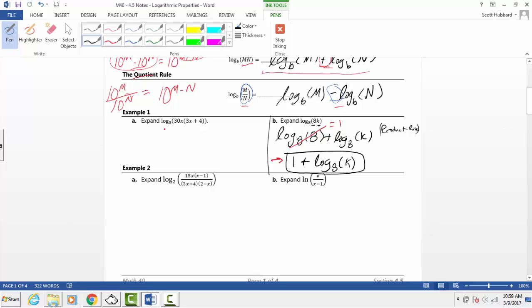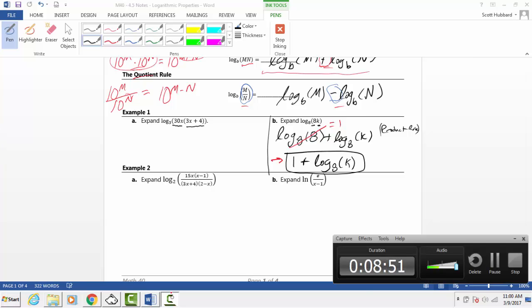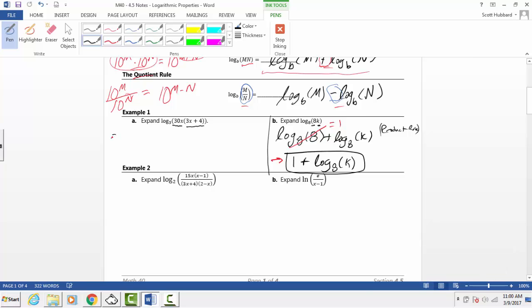Okay, let's try this one. This one's a little more complicated, but because I have 3 things, I have 2 things going on. But again, this is like my first thing. This is like my second thing. It's definitely a product rule, so this is going to equal log base 3 of the first number, 30x, plus log base 3 of the second number, 3x plus 4. Like that.